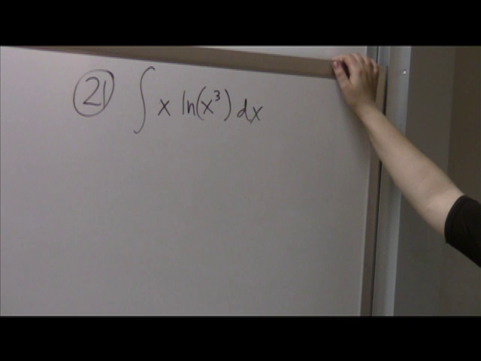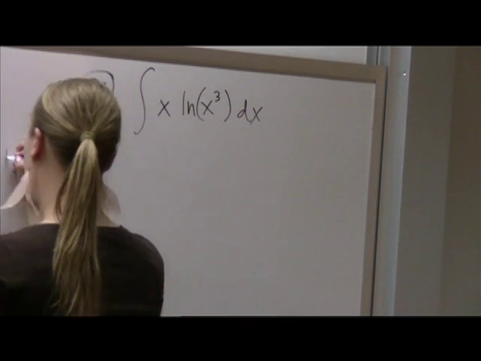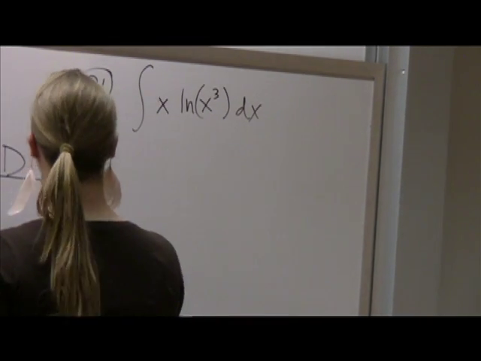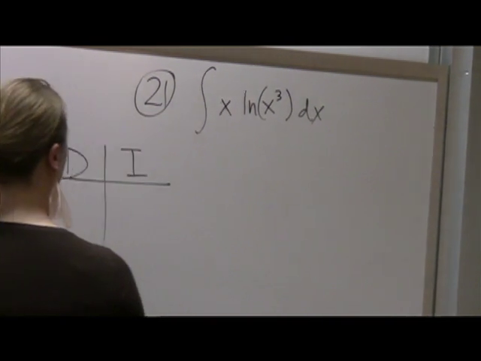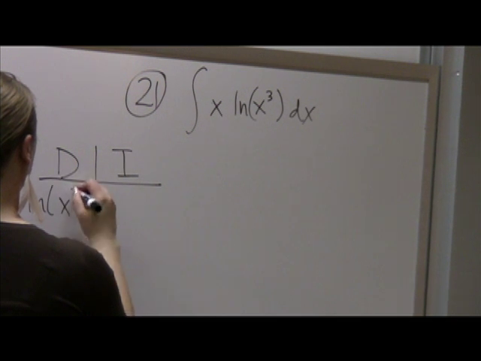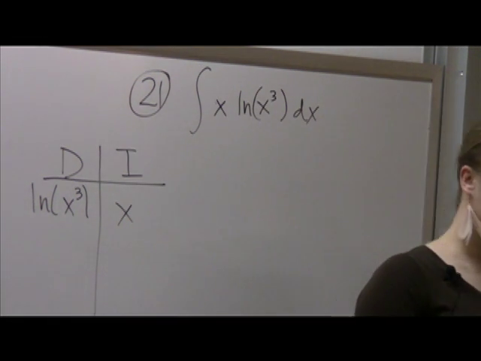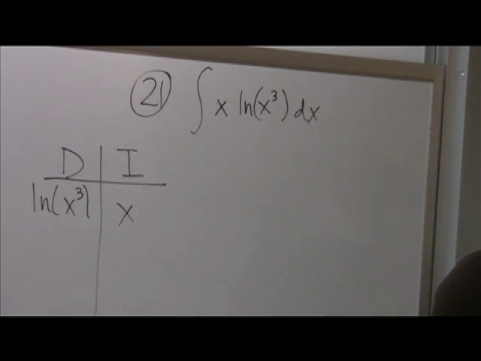Okay. Everyone okay so far? Yeah? Okay, this one, it's parts. So, we're going to do those oh so lovely columns again. So I've got the ln of x cubed, and I've got x. What's the derivative of the ln of x cubed?